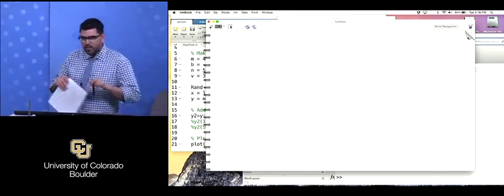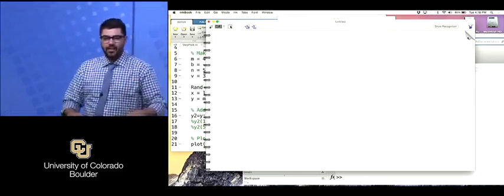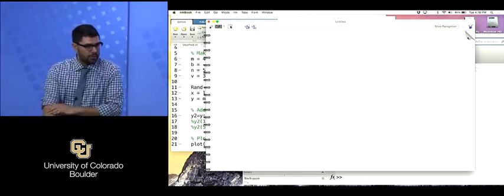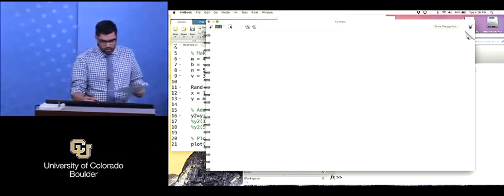Okay. Let's talk. I want to look at least squares from a whole different perspective again. It's kind of an interesting perspective. So I want to talk about orthogonality.